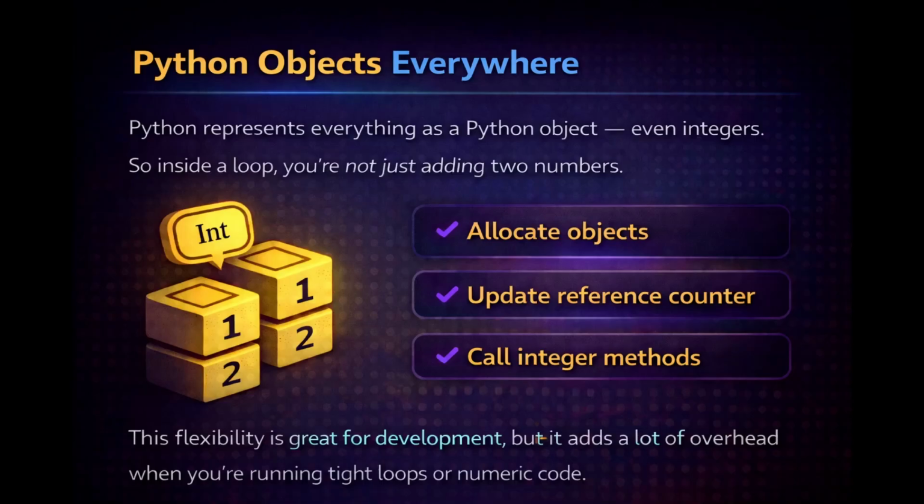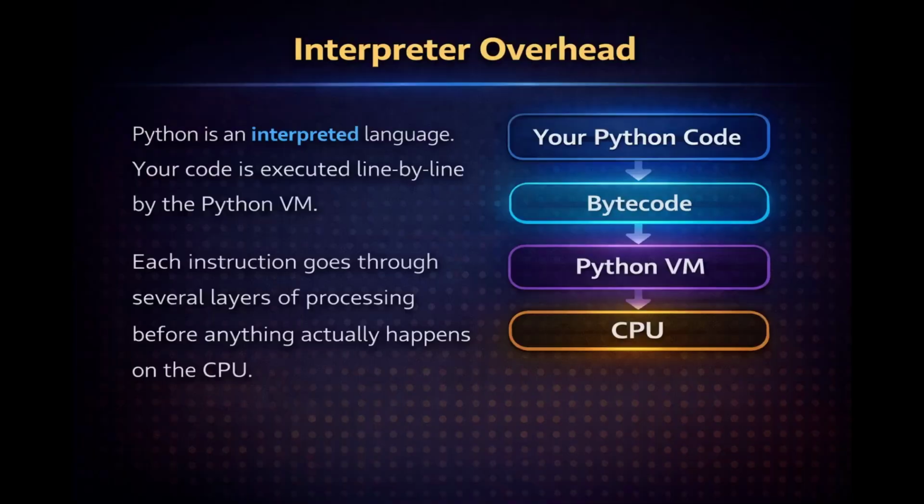Second, Python represents everything as Python objects, even integers. So inside the loop, you're not just adding two numbers, you're allocating objects, updating reference counters, and calling methods under the hood. It's much heavier than native CPU instructions. Third, Python is an interpreted language. Your code is executed line by line by a Python virtual machine. That means each instruction goes through several layers of processing before anything actually happens on the CPU.